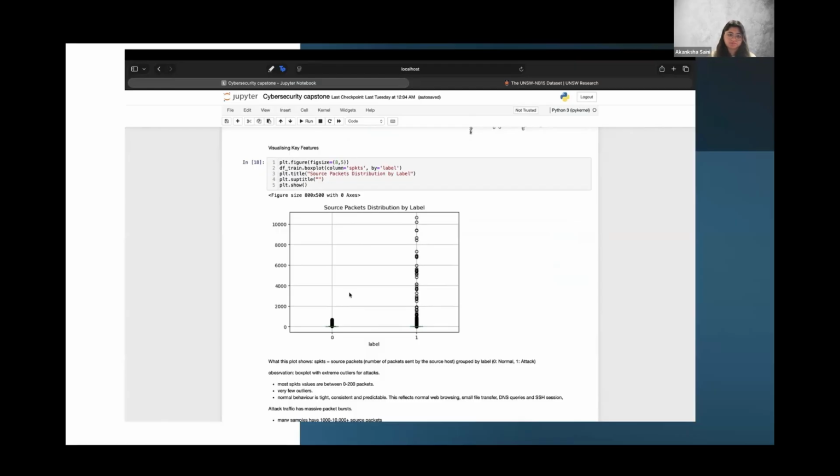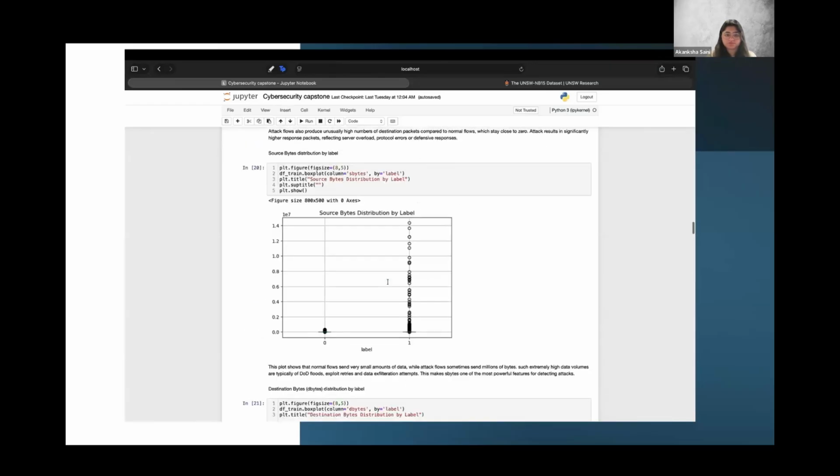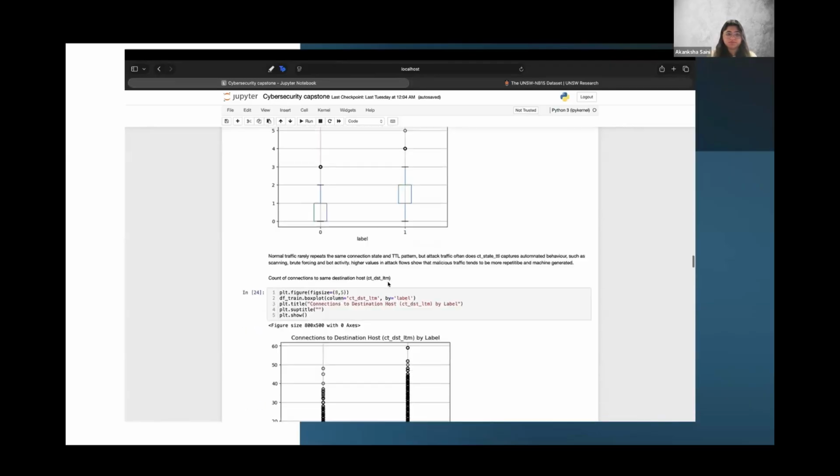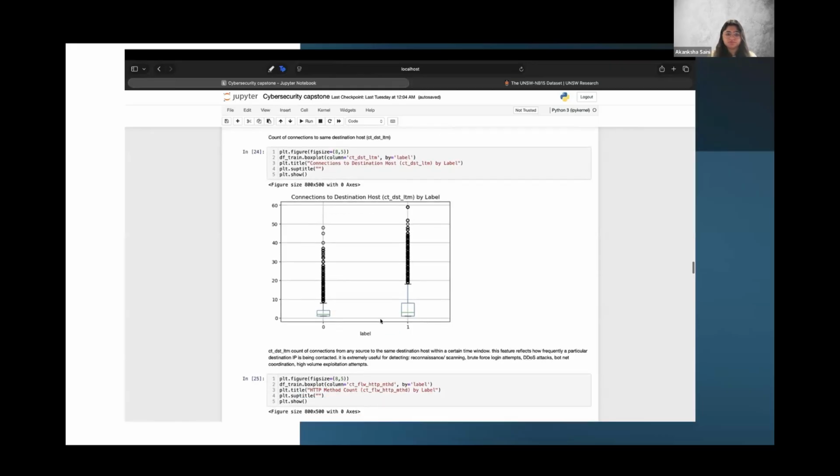So here you can see a box plot for source packets, and the visualization confirms a really distinct behavioral difference. The normal traffic is tightly clustered, it's consistent and predictable. However, there are massive outliers in the attack traffic, sometimes tens of thousands of packets from a single source. And this pattern is pretty consistent with the denial of service attack or some automated scanning tool. This visual proof gave me confidence, along with the other features that we visualized, that the machine learning model would be able to distinguish between the attack and the normal traffic.